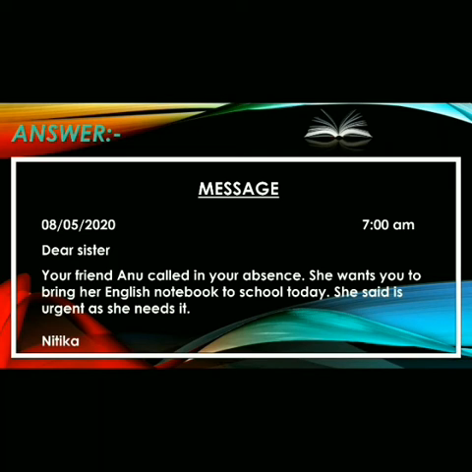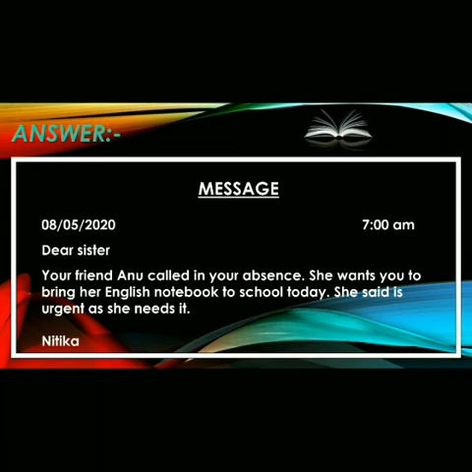On the left-hand side, she has mentioned the particular date, and again I am repeating, you will write the date on which you are giving this message. On the right-hand side, she has mentioned the time. After leaving one line, she has written "Dear sister," as she is writing to her own sister, so that is why she has written dear sister. Then, leaving one line, she has started the information, the relevant information only she has given.